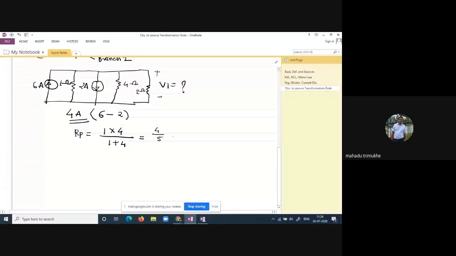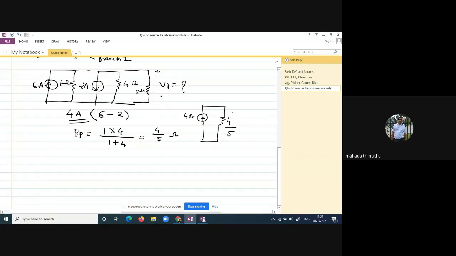Okay, so again we have to reduce the circuit. So how are we reducing the circuit? The 4 ampere is the combination of 6 and 2, and the parallel combination is 4 by 5, the parallel combination of 1 and 4. And here what is here? 2 ohm plus V1, right?